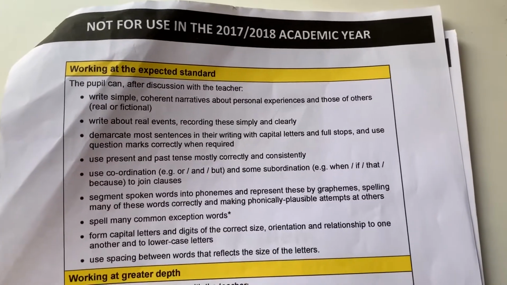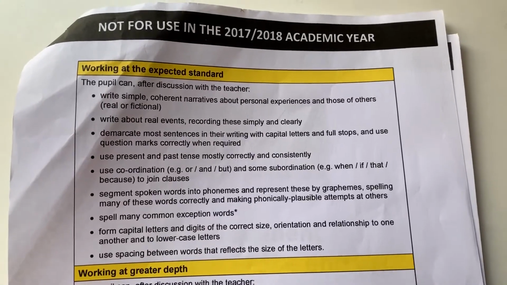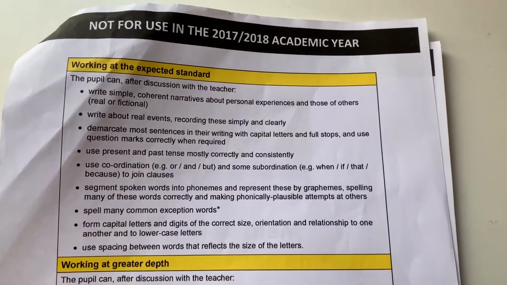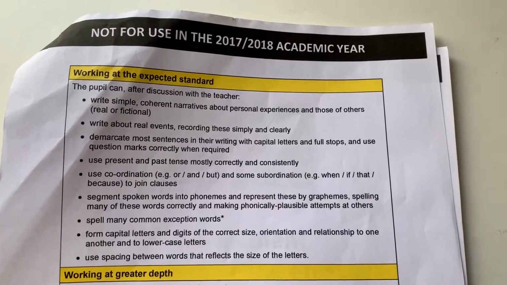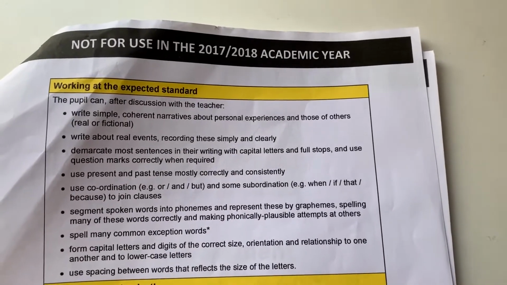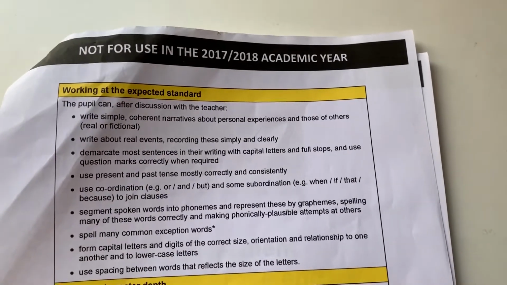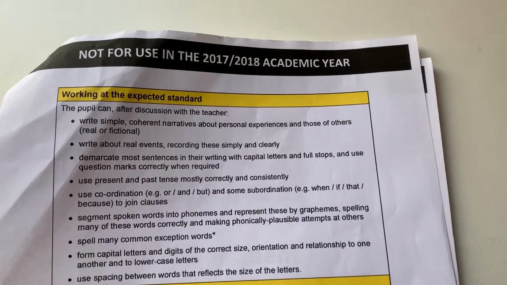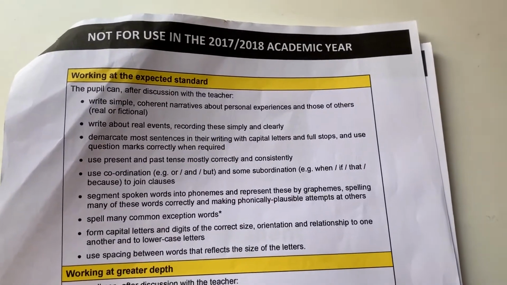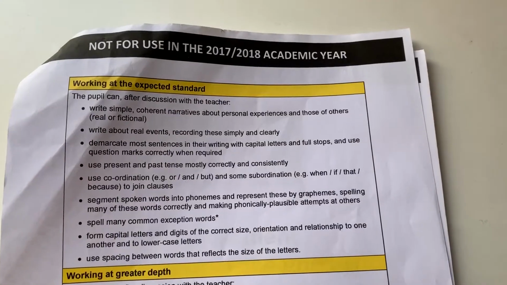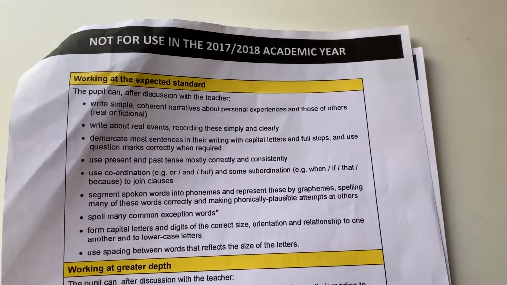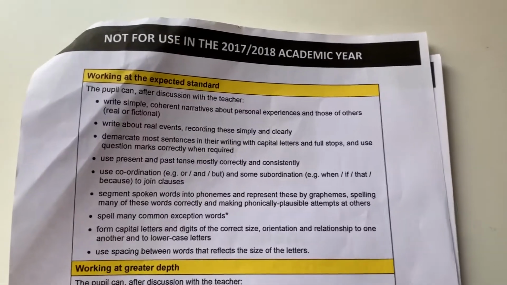The next one is the next bullet point down, to use present and past tense mostly correctly and consistently. Again, of course, if a reader is reading some writing and it's dipping in and out of different tenses, or the tense is inaccurate, then it loses sense for the reader and isn't coherent. So that's the second element.